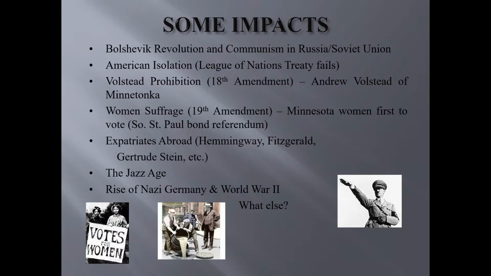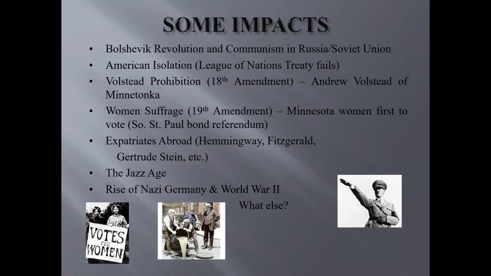American isolation was a direct result of World War I. As you know, the Senate defeated the League of Nations, and America retreated into isolationism, which I'll get back to in a minute. The Volstead Amendment, the prohibition law, came about in 1919 after the war. It was promoted by Andrew Volstead. There's a mistake there. He wasn't from Minnetonka. He was from Minnesota. Andrew Volstead was a congressman from Granite Falls, Minnesota. He was the father of the prohibition law, which was enacted in 1919. You all know how that went.